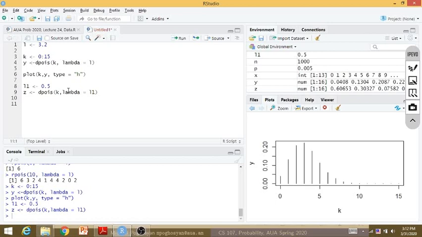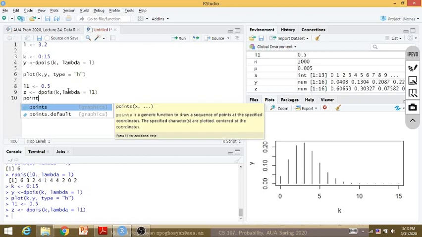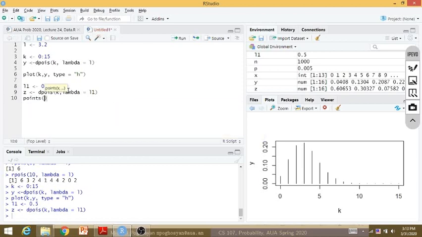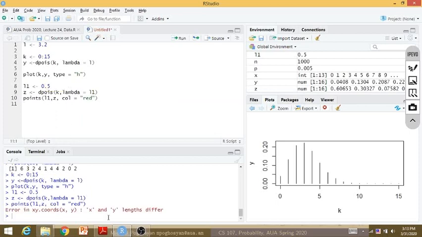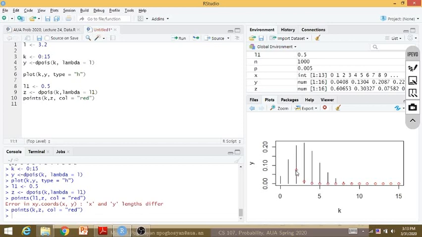I can add by using points. If I add points L1 and Z to this graph, I want to add a color. Say this is for red color, red. Well, something is not correct. L1, of course, I need to take not L1. L1 is 0.5. I need to take K, sorry. Yeah, I have this kind of thing.